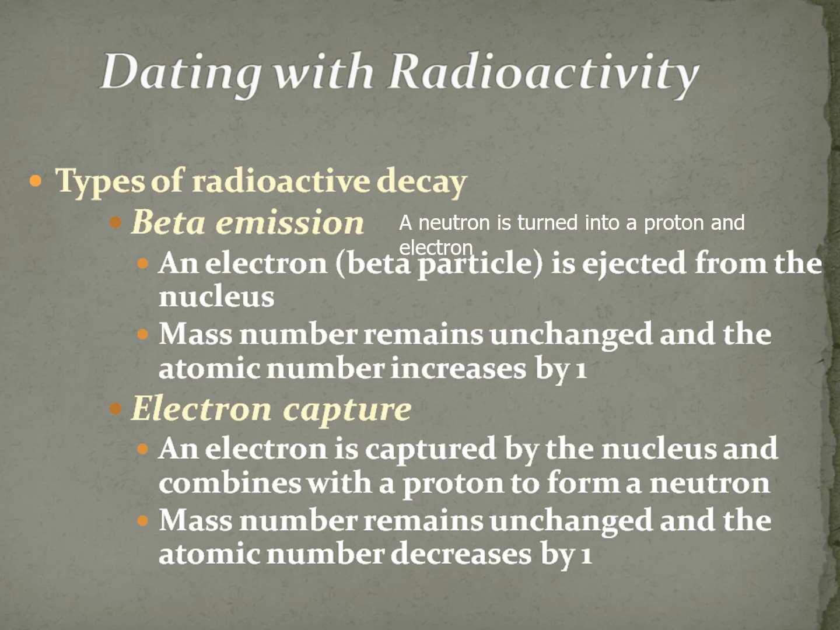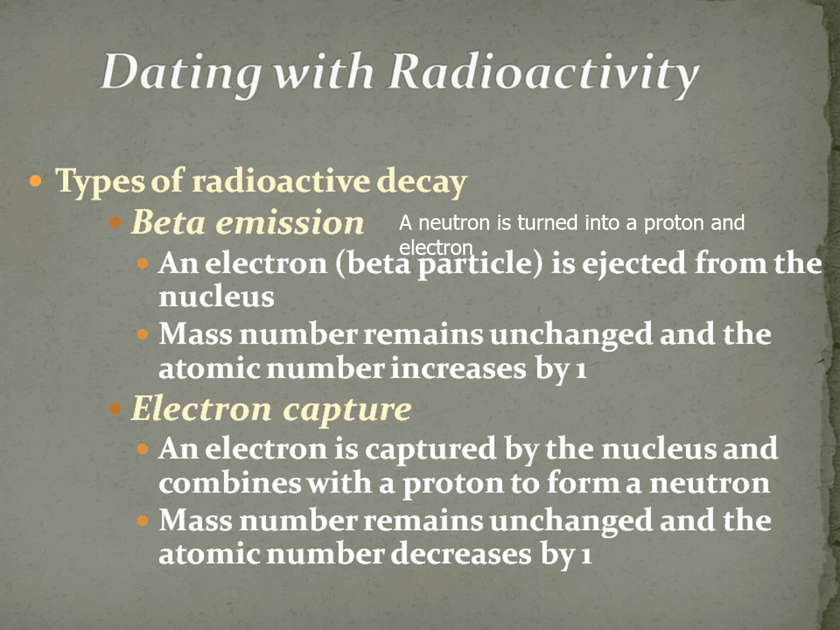Beta emission, what happens here is that an electron, also referred to as a beta particle, is ejected from the nucleus. And you might be thinking, wait a minute, what is an electron doing in the nucleus? It doesn't belong there. Well, you're right, it belongs in the orbital shells around the nucleus. What happens is within the nucleus, you have a neutron turned into a proton and an electron. The electron does not belong, it is shot out from there. So the atomic number now increases by 1 because you've added another proton. So again, you have a completely different element than what you started with. The mass number, however, will remain unchanged.